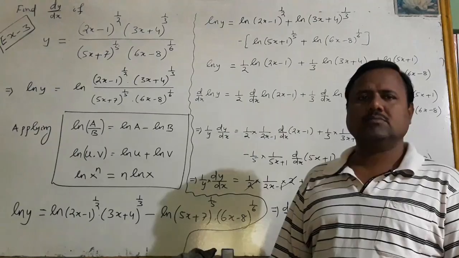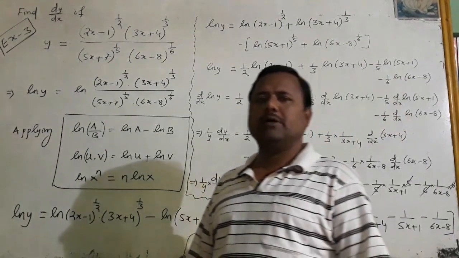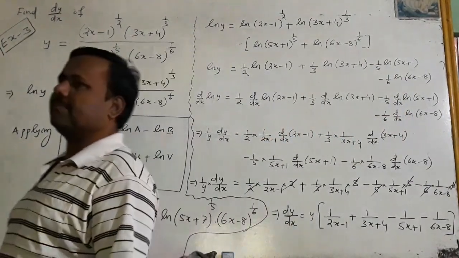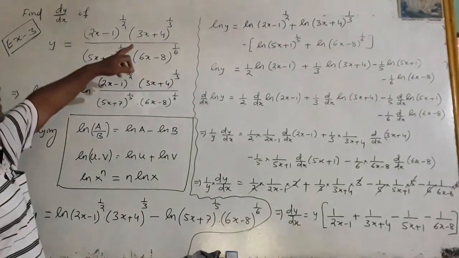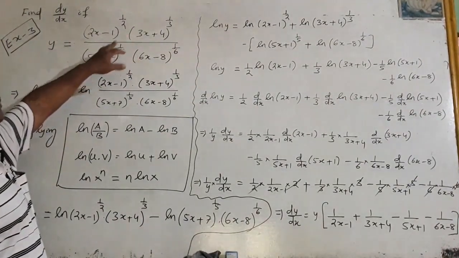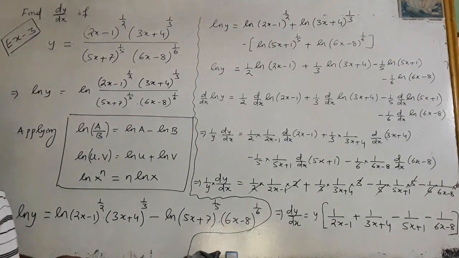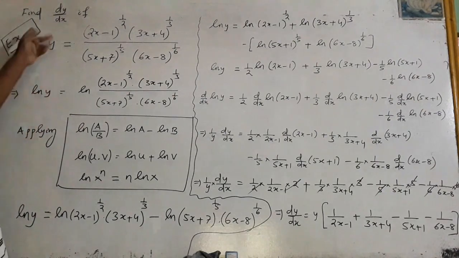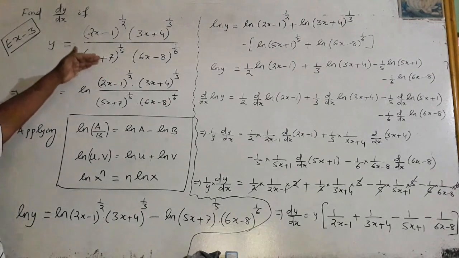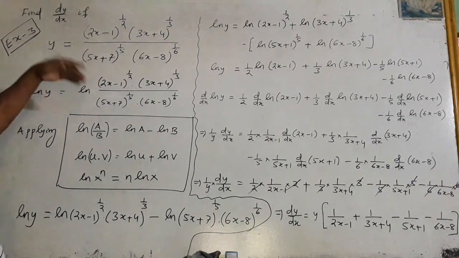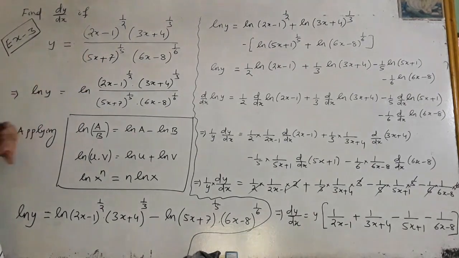Okay? Using the logarithmic function, this is the second application. Now suppose y is equal to (2x minus 1) to the power half, (3x plus 4) to the power 1 by 3, over (5x plus 7) to the power 1 by 5, (6x minus 8) to the power 1 by 6, and the question is to find dy by dx. If you differentiate it directly, first you have to apply the u by v rule, (v derivative u minus u derivative v) by v square, then the product rule. Very tedious work. Now the very interesting approach is applying the logarithm.